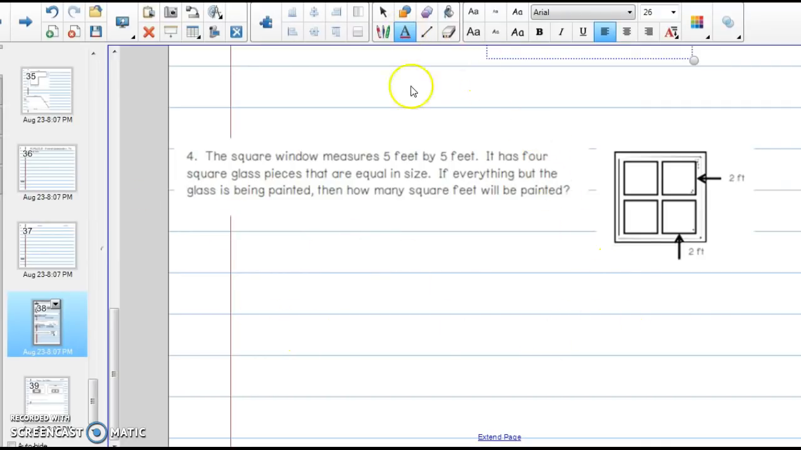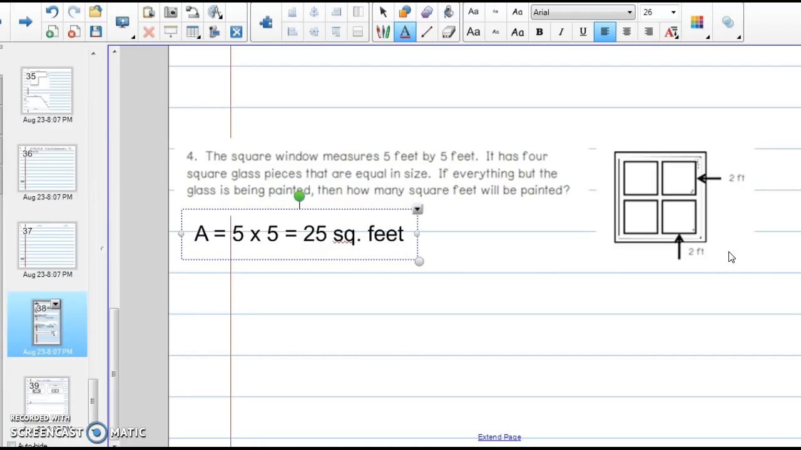Okay, this question is asking us if we painted everything except the glass. If everything except the glass is being painted, how many square feet will be painted? Well, the first thing we're going to need to know is the area of the whole window, and it measures 5 feet by 5 feet. So right now, I want you to pause the video and find the area of the entire window, the big window. Okay, you should have gotten 25 square feet for the big window.